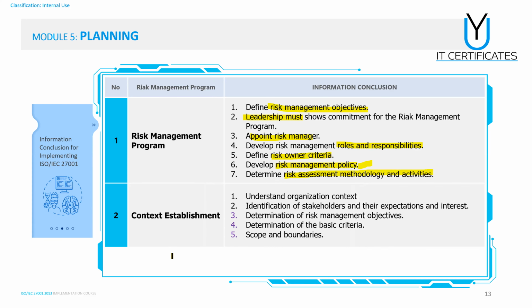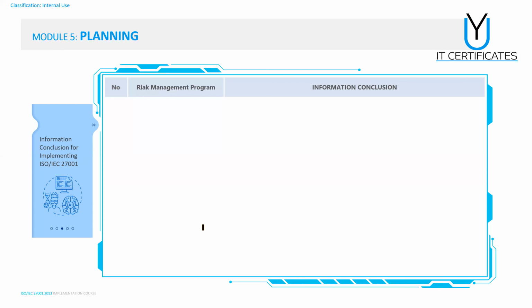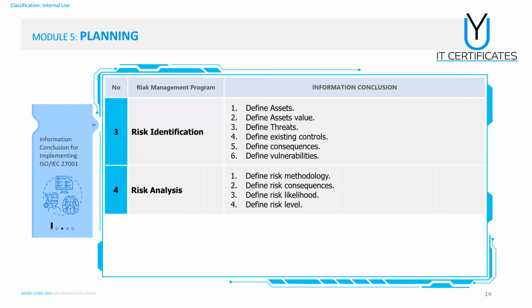For the context, I will not go through this because we covered this point in module number 3, but you have to understand the company, the stakeholders and the objectives. Also, in risk identification, you have to define the assets, the asset value, the threats, the controls, and the consequences of the risks and vulnerabilities. Do you remember, my friends, that we already discovered the assets?